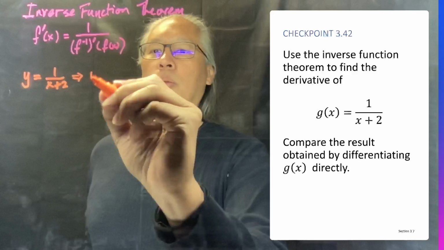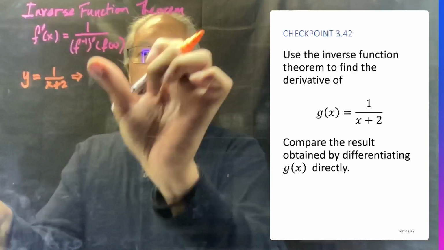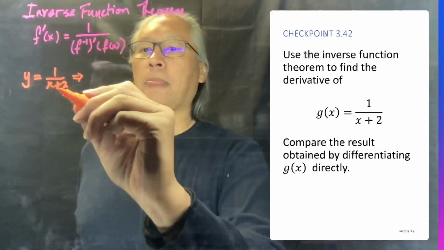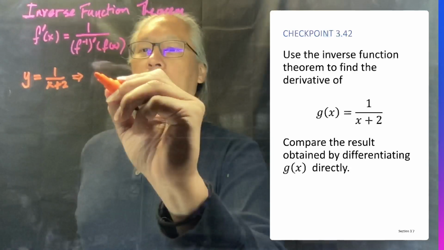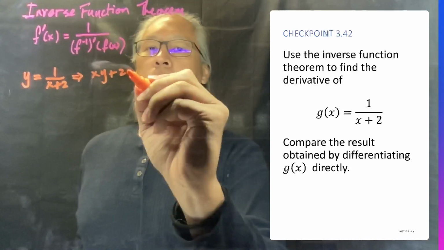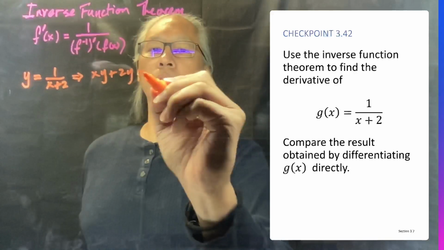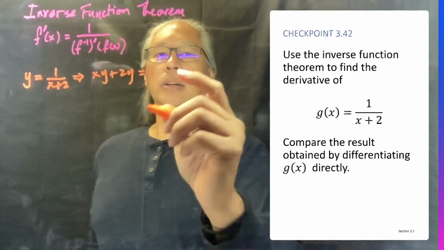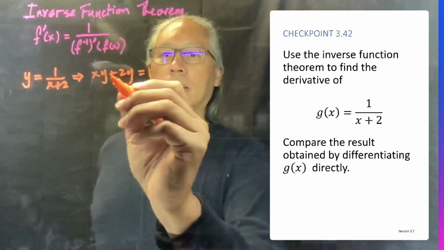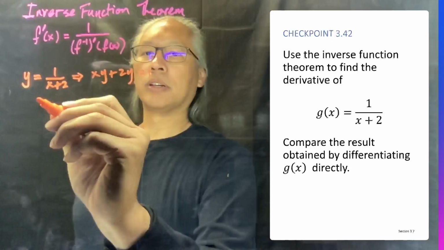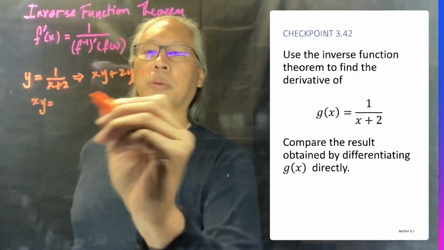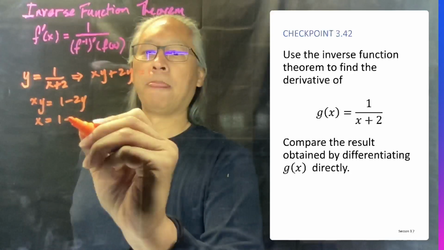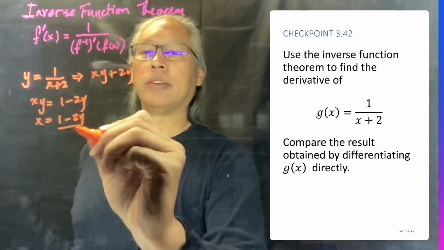We'll do the cross multiplying. So it's going to be xy plus 2y. I multiplied that on both sides. This is equal to 1. We don't have to factor anything out, we just need to solve for x here. So xy is equal to 1 minus 2y, and then divide by y. So x is equal to 1 minus 2y divided by y.